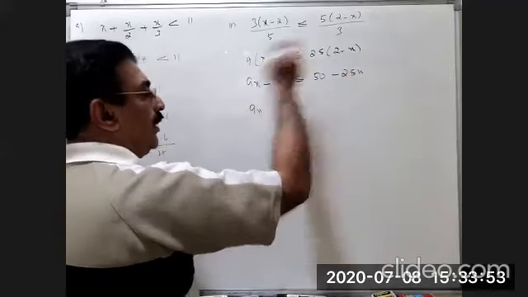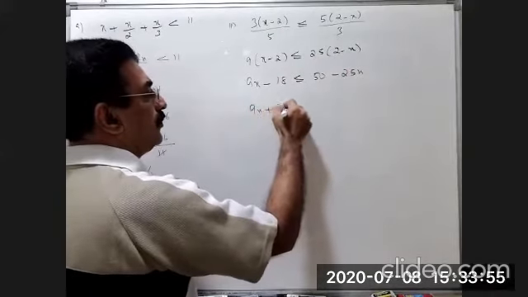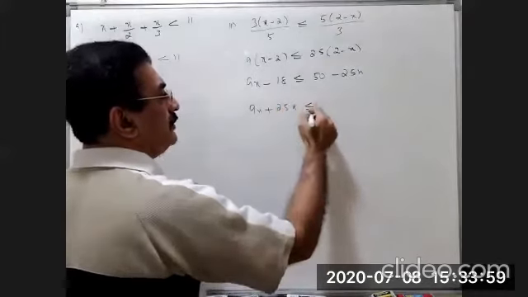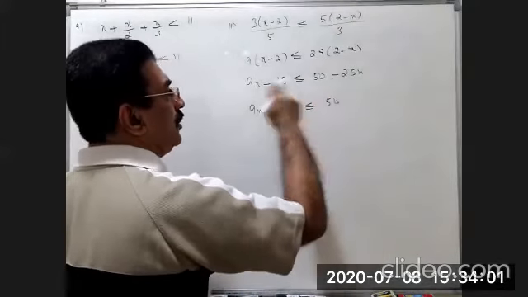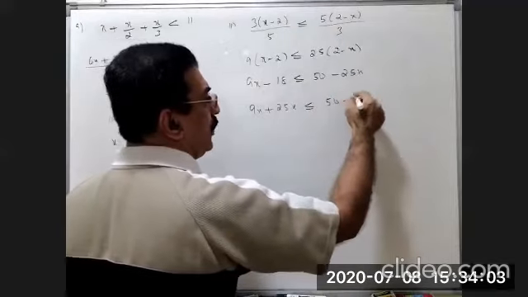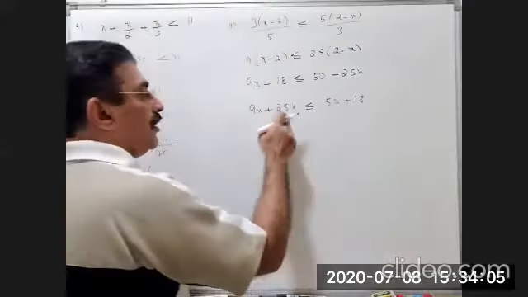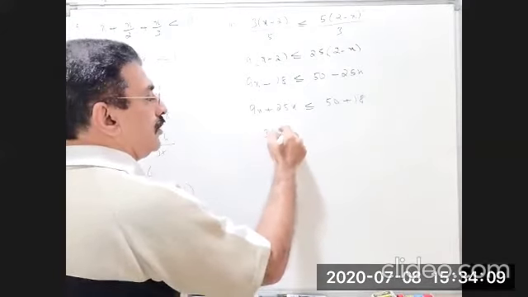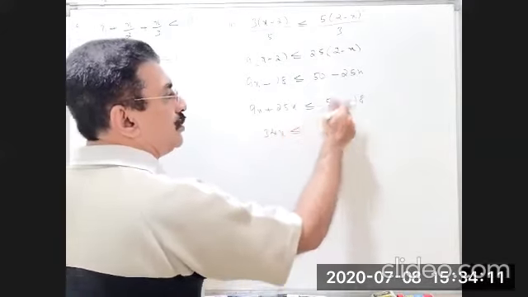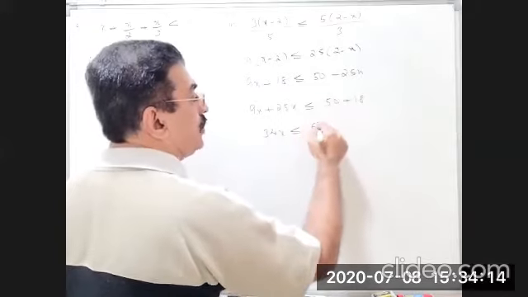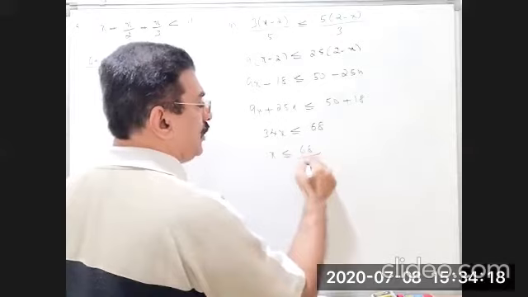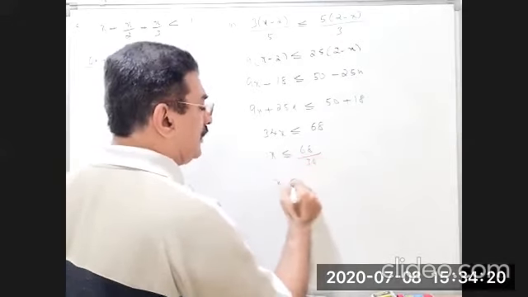9x plus 25x on left hand side, less than or equal to 50. This goes to our side, plus 18. 25 plus 9 is 34x less than or equal to 50 plus 18 is 68. x less than or equal to 68 by 34. x less than or equal to 2.